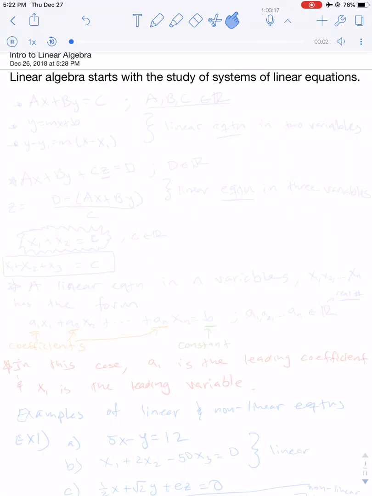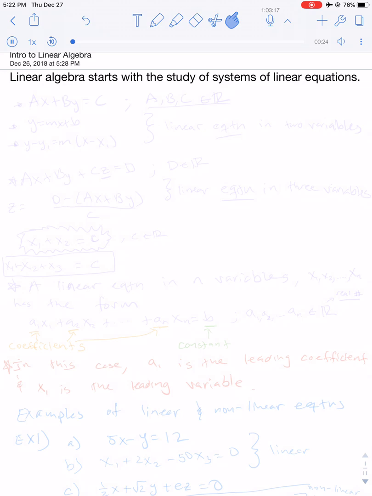Alright, so the first section that I'm going to talk about is an introduction to systems of linear equations. Linear algebra starts with the study of systems of linear equations, and then it gets more in depth and performs more algorithms from there. So as a quick reminder, first of all, what is a linear equation?